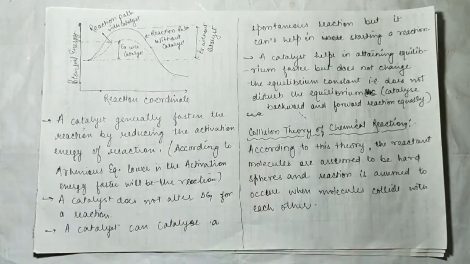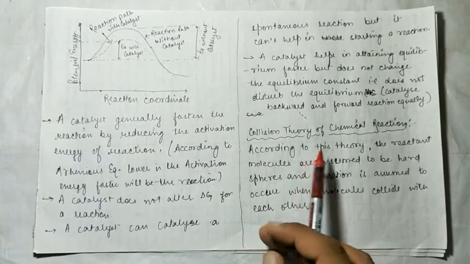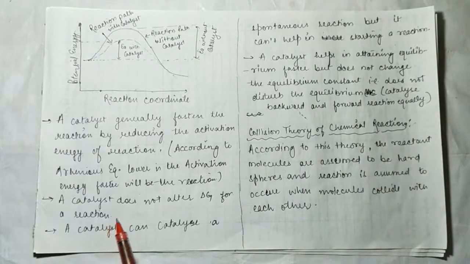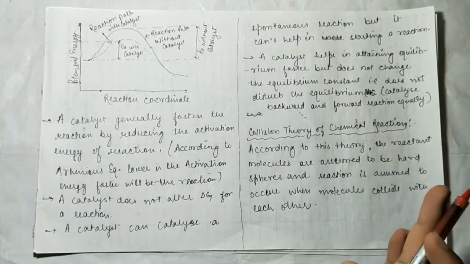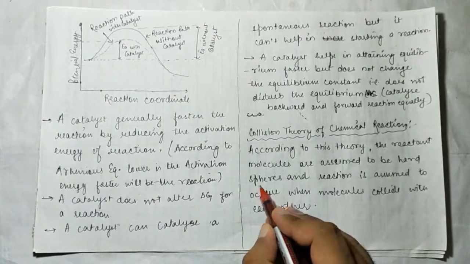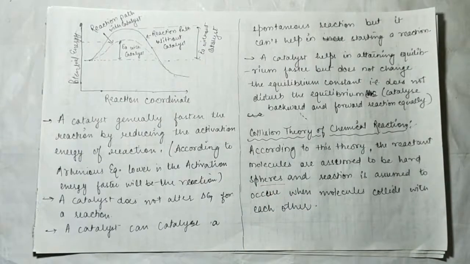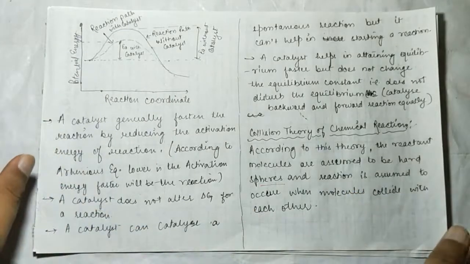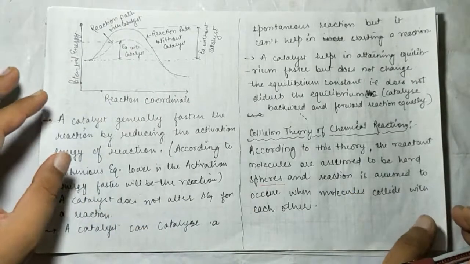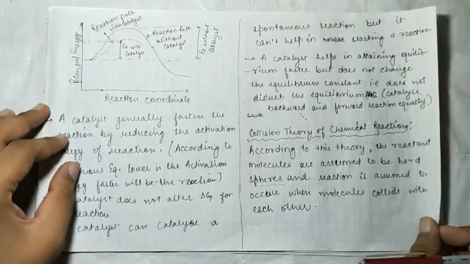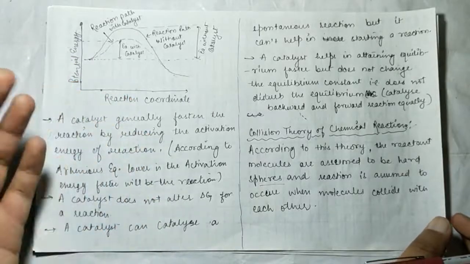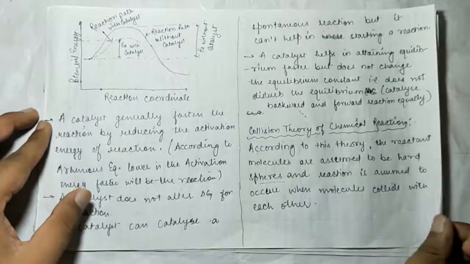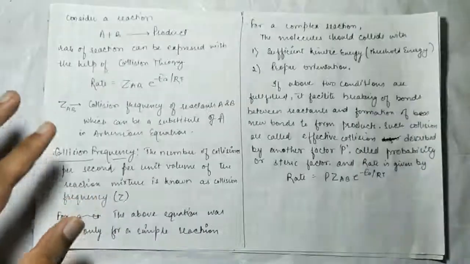Then after, the last topic of this unit, that is the collision theory of chemical reactions. You know that according to this theory, it is assumed that the molecules are in spherical form, they are spheres, and the reaction occurs if and only if they collide with each other. If they do not collide with each other, the reaction does not take place. Consider that we put two reactants in a solution, but if their molecules do not collide with each other, there will be no reaction.